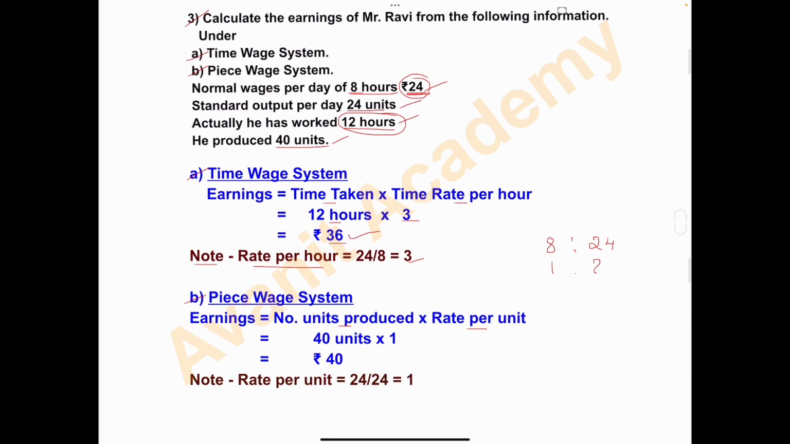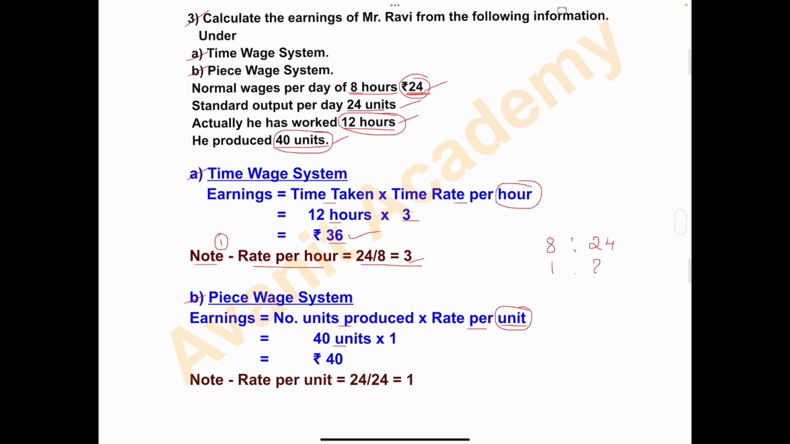Ravi has produced 40 units into rate per unit. Okay, here in note number 1, we have calculated rate per hour. Next, we have to calculate rate per unit. Here we have calculated rate per hour, and in the piece wage system we have to calculate rate per unit. So how will you calculate this rate per unit?